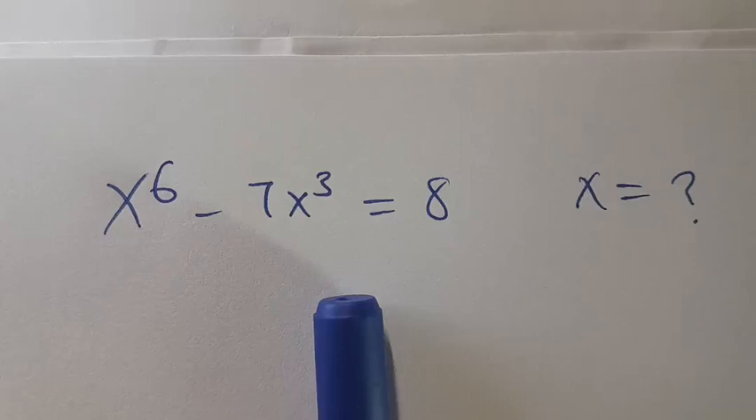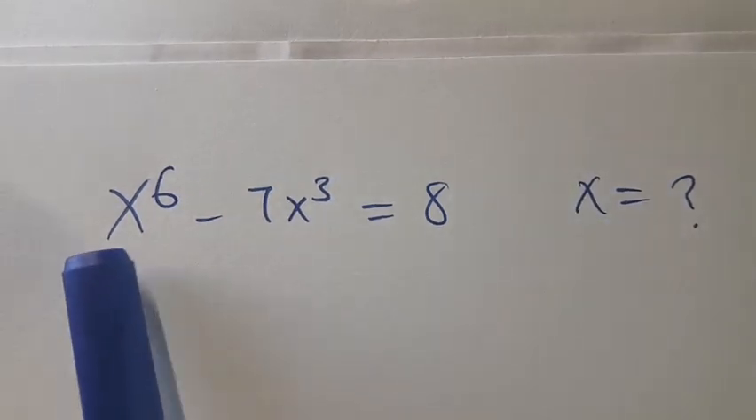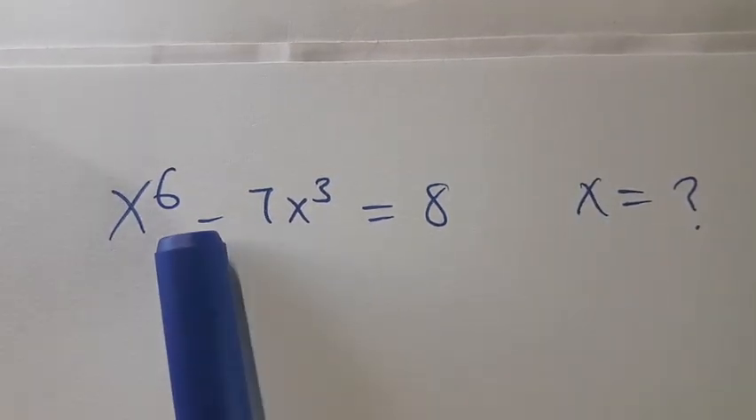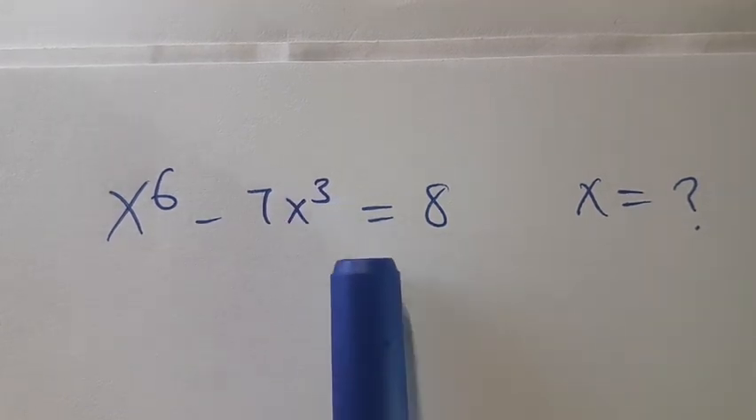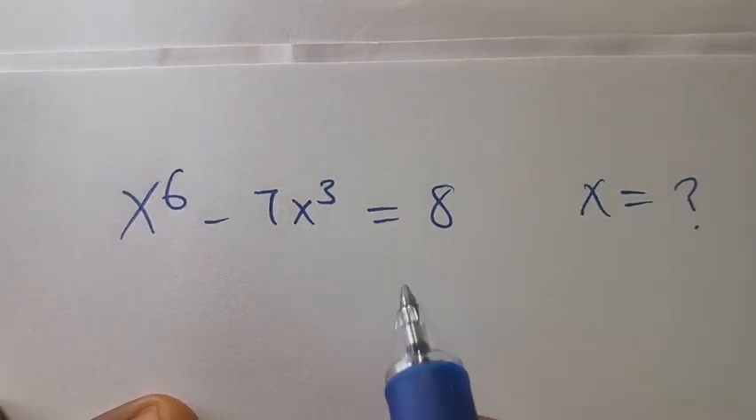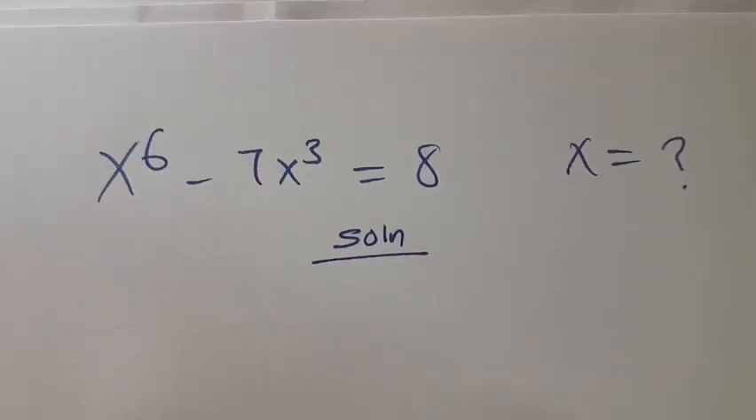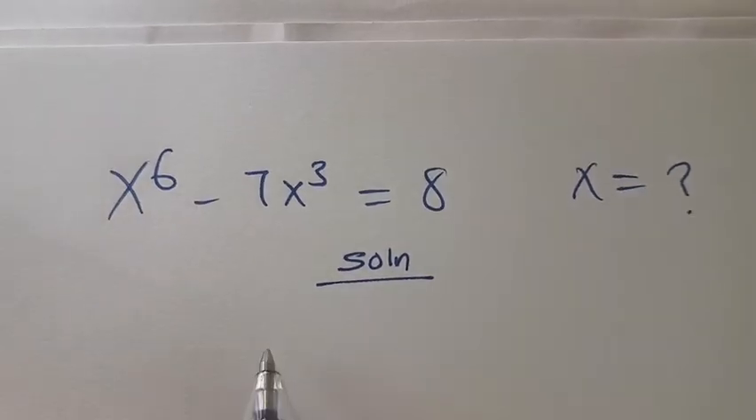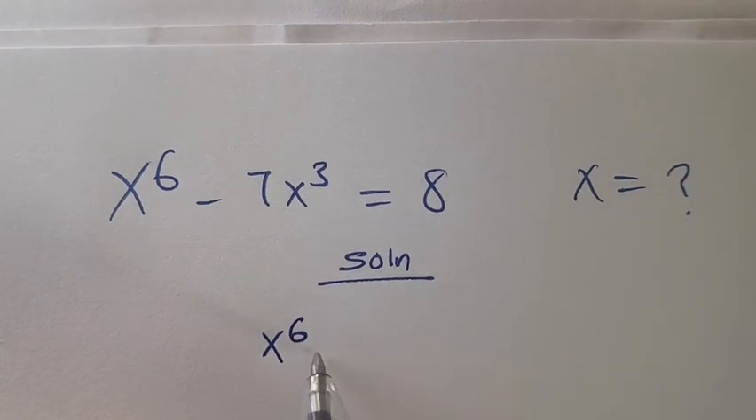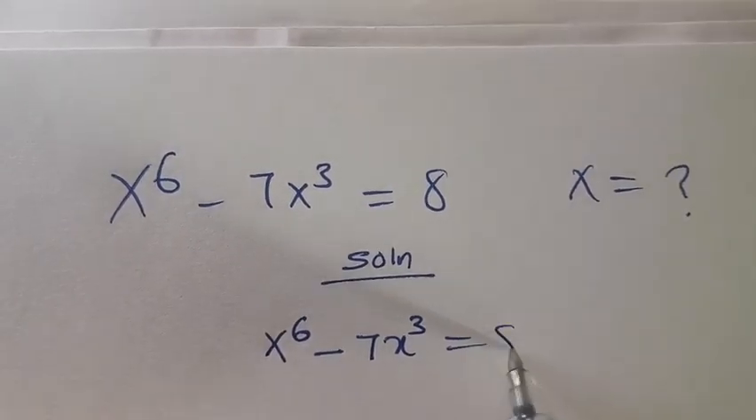Hello, welcome once again. Today we want to find the value of x given that we have x raised to the power 6 minus 7x cubed equals 8. So guys, let's have it to be solution. So we have x raised to the power 6 minus 7x cubed equals 8.